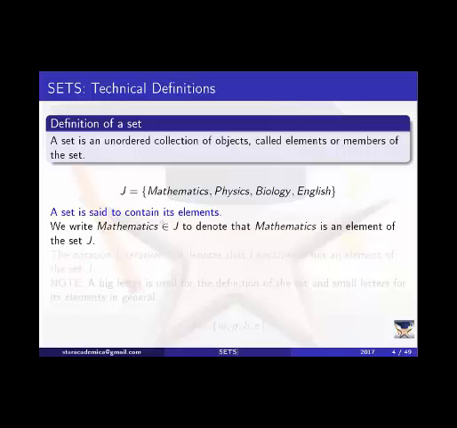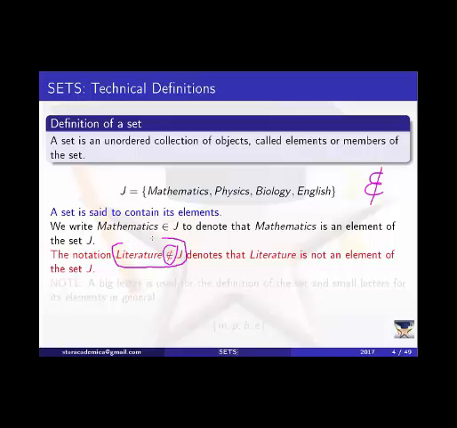We want to distinguish between the elements, which ones are in the set and which ones are not. For example, mathematics is an element of J, right? Mathematics is inside the set J, so we use this symbol. Please pay attention. This means that mathematics is inside J, is an element of J, it belongs to J. And if something is not inside the set, or is not an element of the set, we have a way to say it in mathematics: we use this symbol, where we cross the element symbol. So for example, literature is not in J. Do we see literature in J? No. So literature is not an element of the set J.